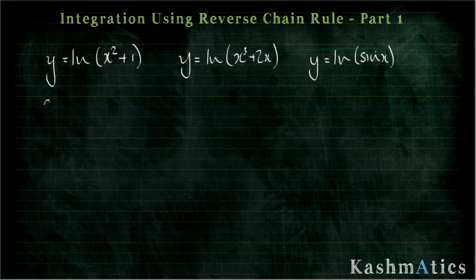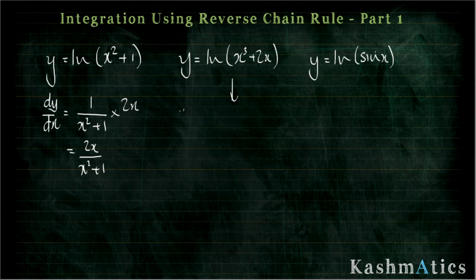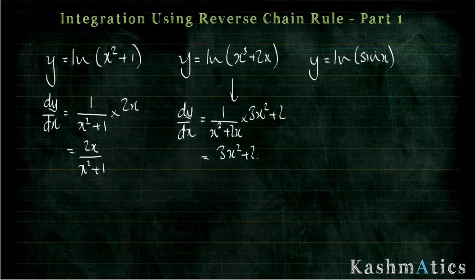So in the first case, we get dy/dx is equal to 1 over (x squared plus 1) multiplied by the derivative of this, which is 2x. Okay, so we end up with 2x over (x squared plus 1). In the second one here, we do pretty much the same thing. We do dy/dx equals 1 over (x cubed plus 2x) multiplied by the derivative of what's in the brackets, so 3x squared plus 2. So let's just tidy that up a little bit. That's (3x squared plus 2) over (x cubed plus 2x).